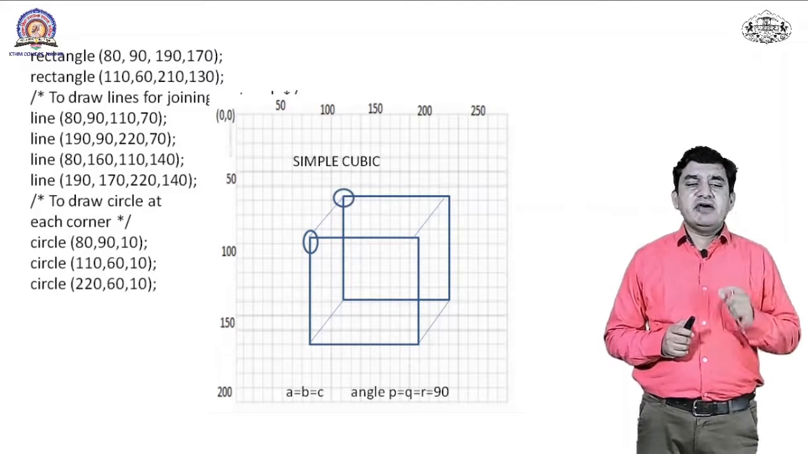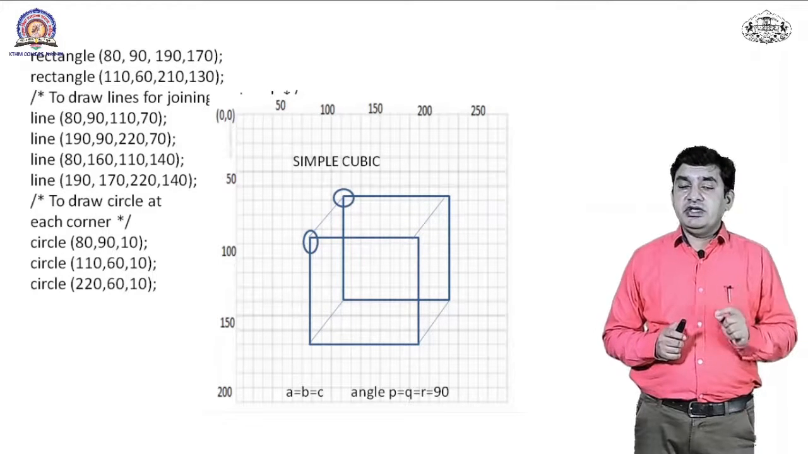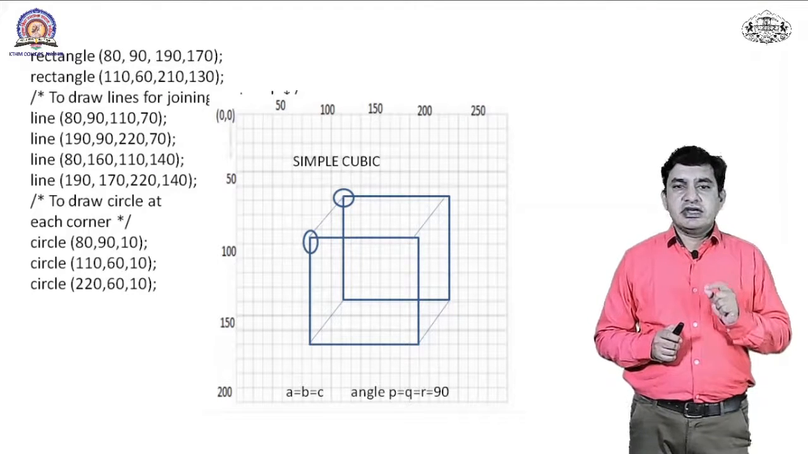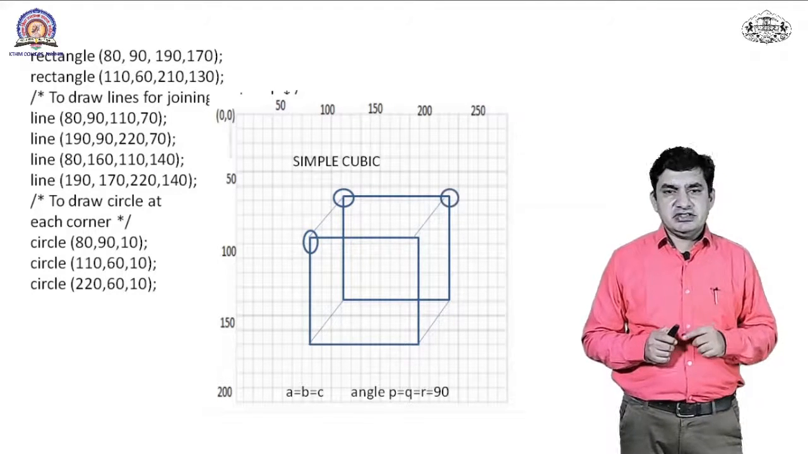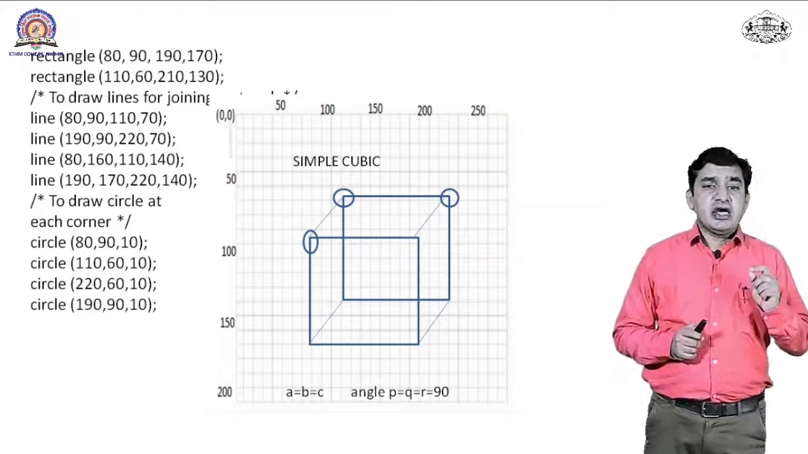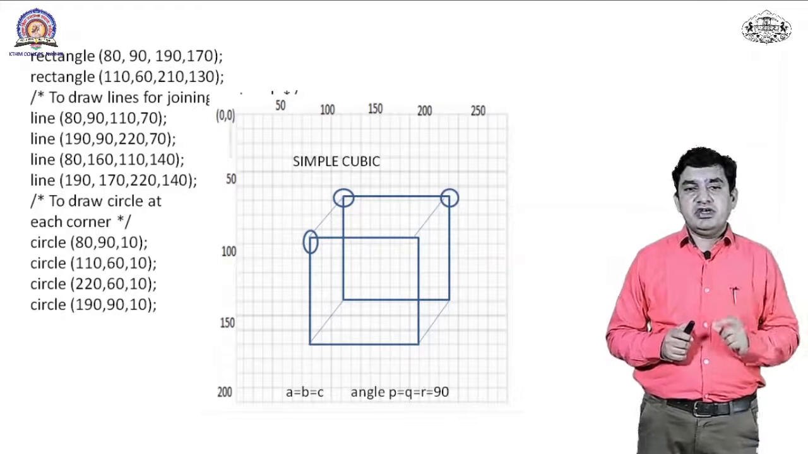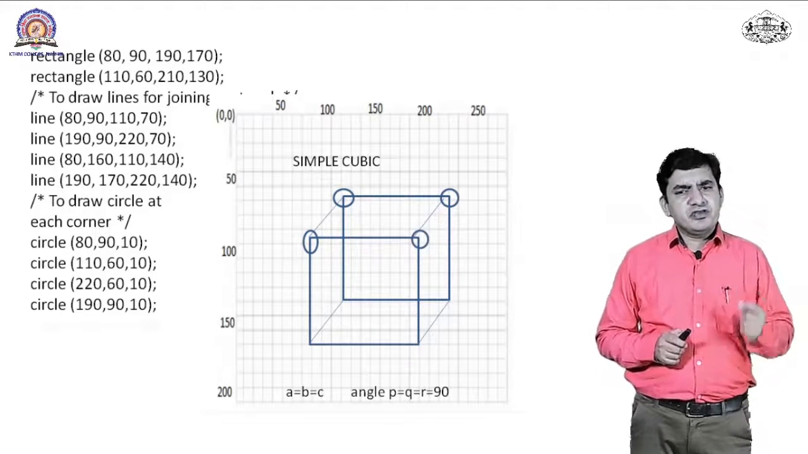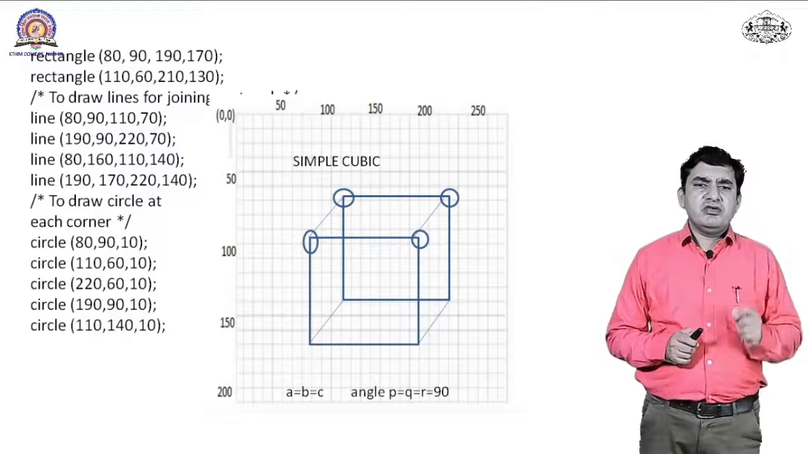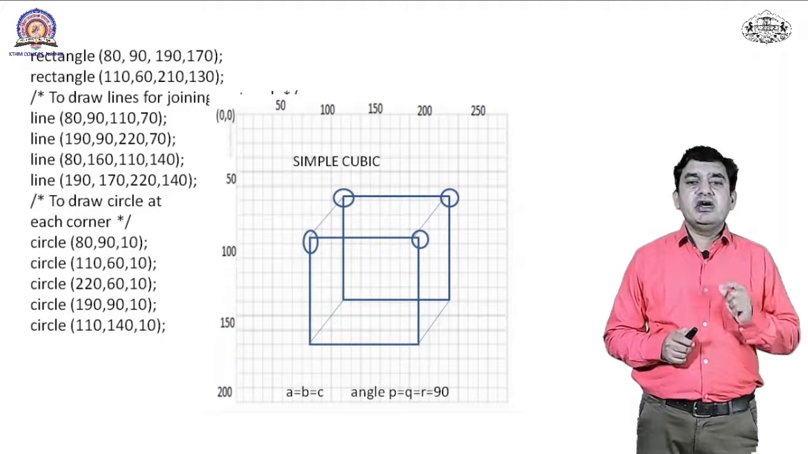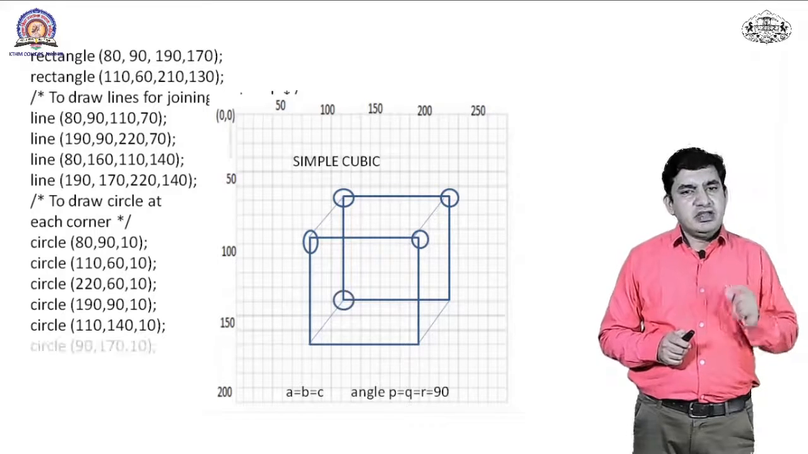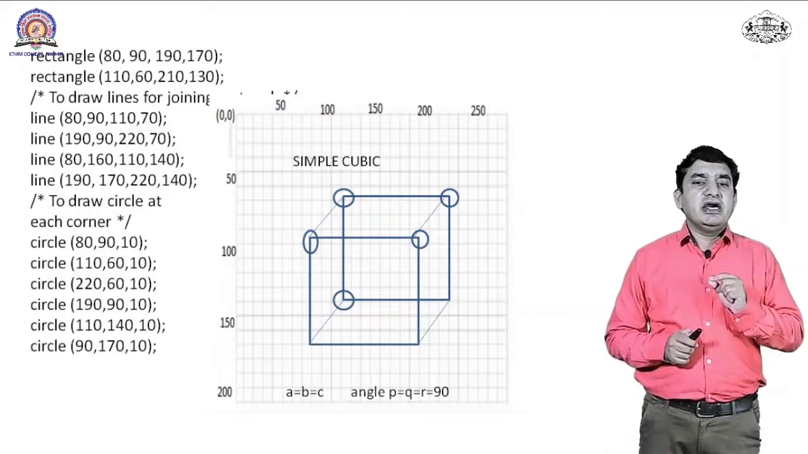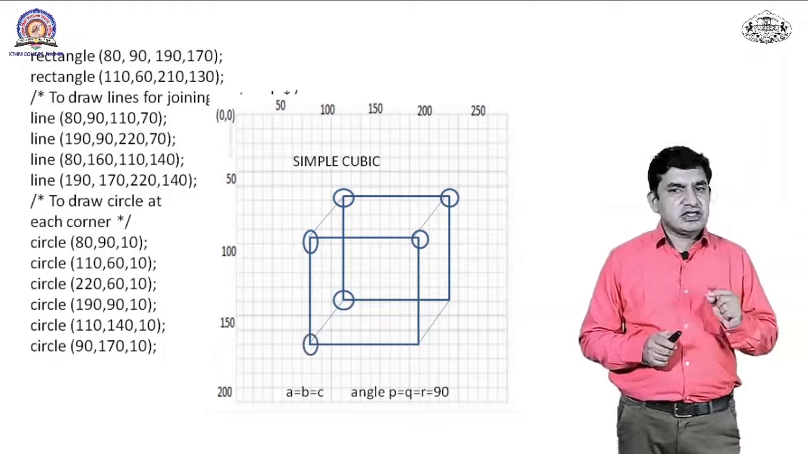Third circle having coordinate 220 and 60, and the radius is 10. The circle is like this. Then the next circle, with center coordinate 190, 90 and radius again 10. Next circle having coordinate 110, 140 and radius 10. Next circle has coordinate 90, 170 and radius 10. The circle is like this.